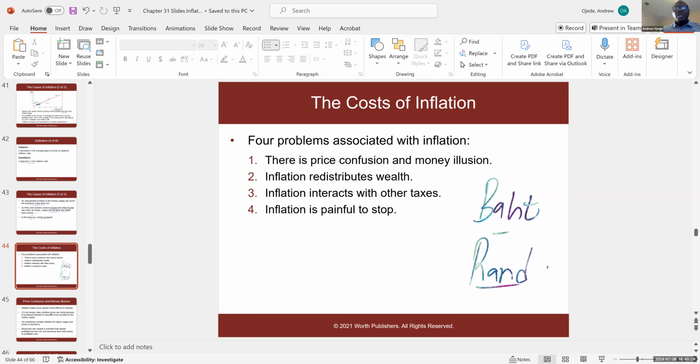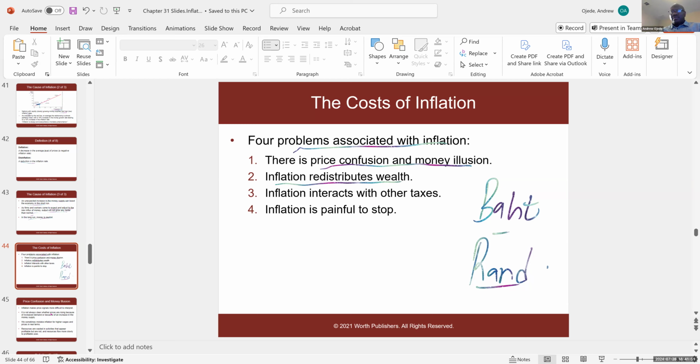Okay. So now that we know that the cause of inflation is always a central bank, which is an institution that controls the supply of dollars in an economy, printing money, let's discuss some of the costs of inflation. What are some of the costs that inflation poses on society? So there are 4 problems associated with inflation. One of them is that there is price confusion and money illusion. I'm going to talk about what money illusion is. And then inflation is going to redistribute wealth.